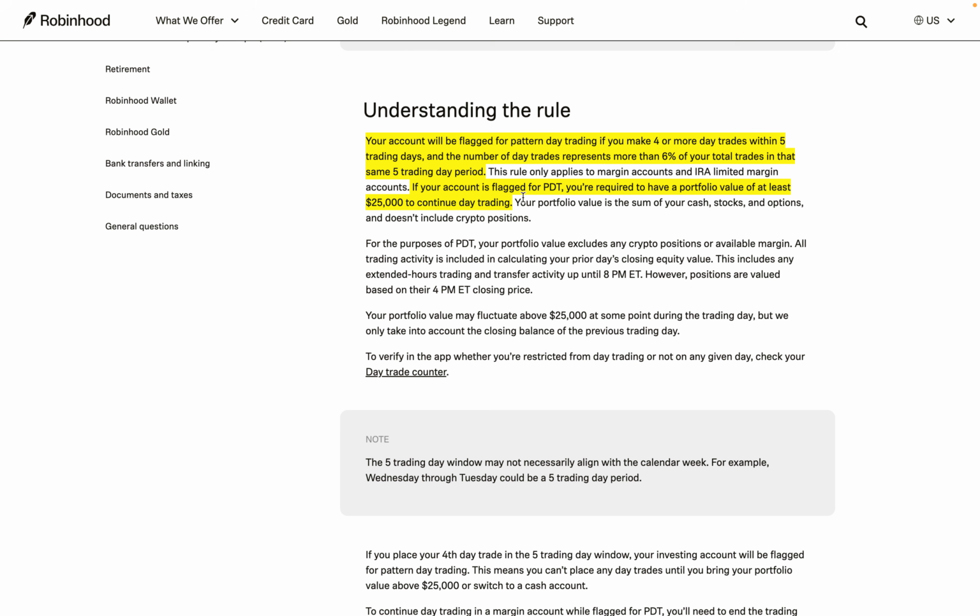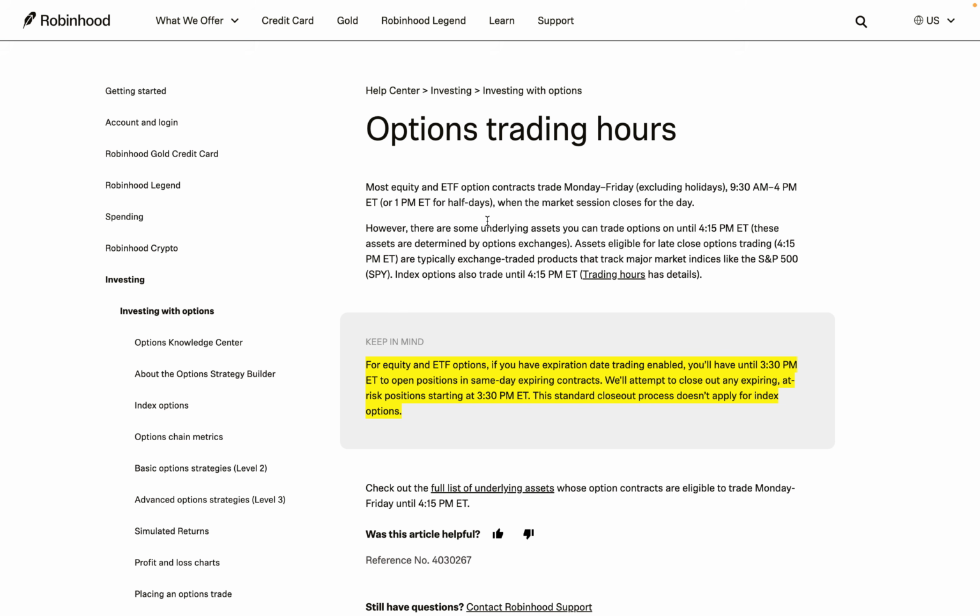If your account is flagged for PDT, you're required to have a portfolio value of at least $25,000 to continue day trading. So day trading is one very important thing to keep in mind if you're using 0 DTE options. The other thing to consider, especially on Robinhood, is potentially having your 0 DTE option closed out early, which could impact your profit or your losses.